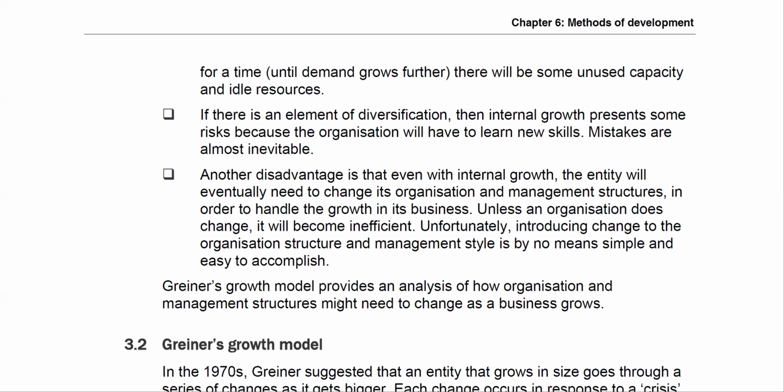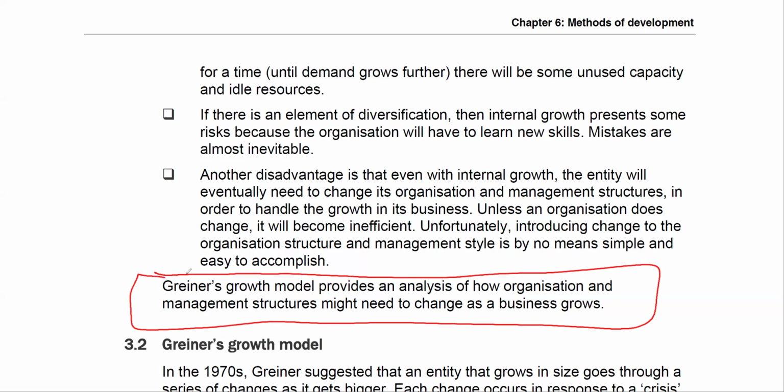And Greiner's growth model provides an analysis of how organization and management structures might need to change as the business grows. So you see, they are even telling you when you require the model. Are you getting it? So when you decide to grow on your own, how your organization and management structures, and the organization itself, might need to change as you grow is stated. And this one can also be appropriate for what? The most suitable organization structure, right? The most suitable what? Organizational what?